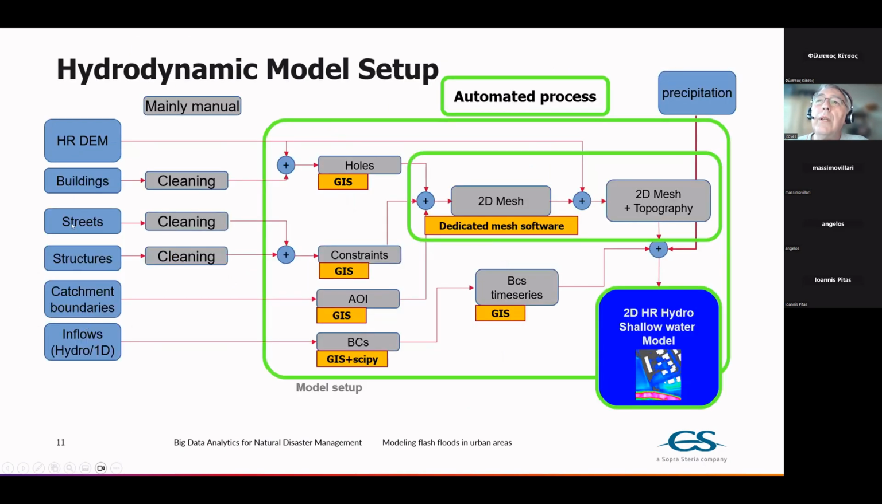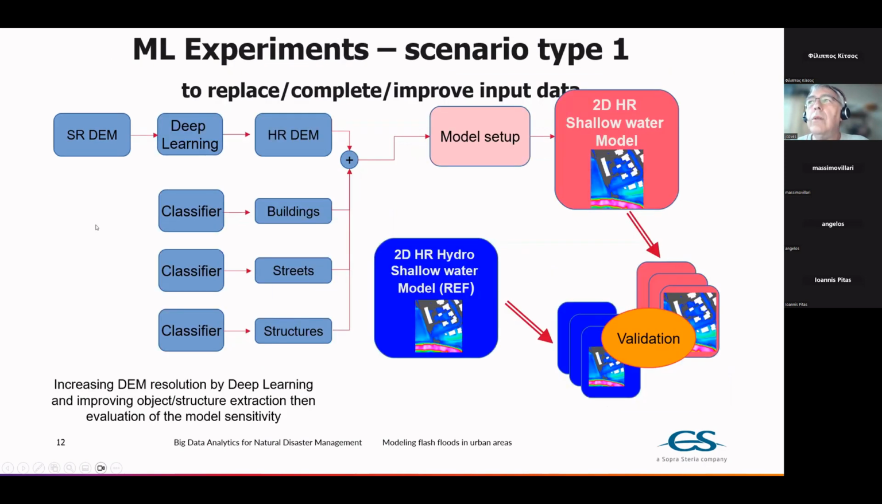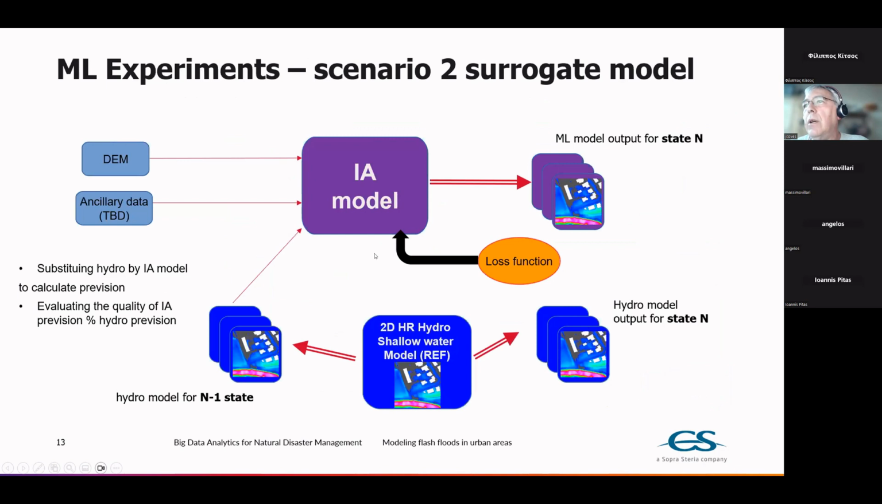For example, say the municipality has some plan to change something in the city, like building new buildings or modifying streets. We can modify that easily and run the model faster and several times to see what the consequence of this new situation in the city would be. That's the second type of use that we could have.